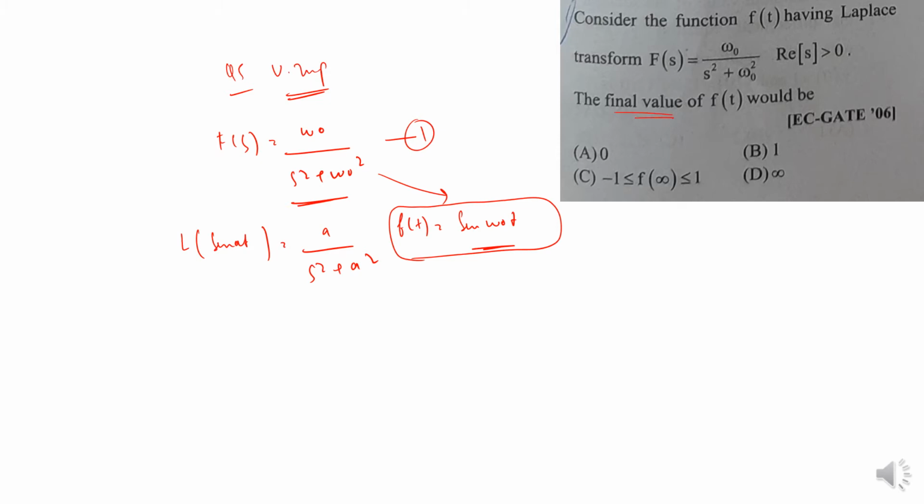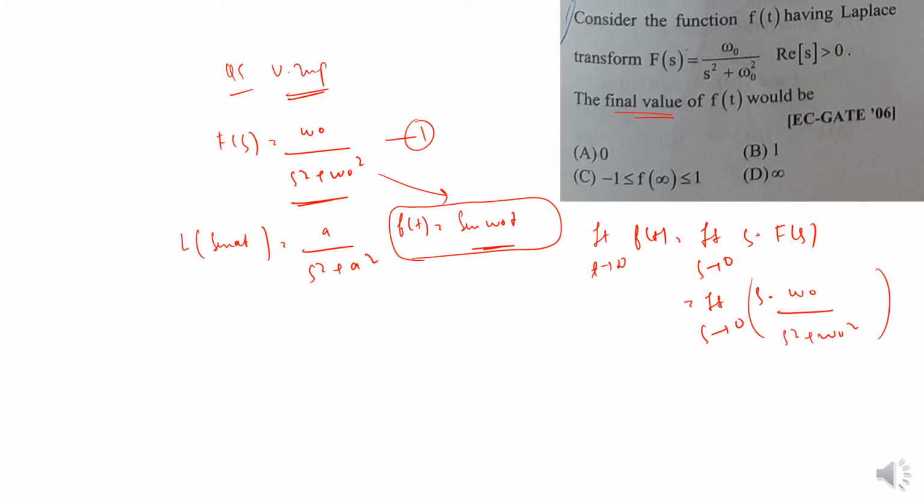Now they are asking for the final value of t. So what we do is the limit t tends to infinity of f of t is equal to the limit s tends to 0 of s into F of s. This is what we will do, right? So the limit s tends to 0 of s into F of s is omega naught by s square plus omega naught square. If we apply limits, you will say the answer is 0. But this is wrong.